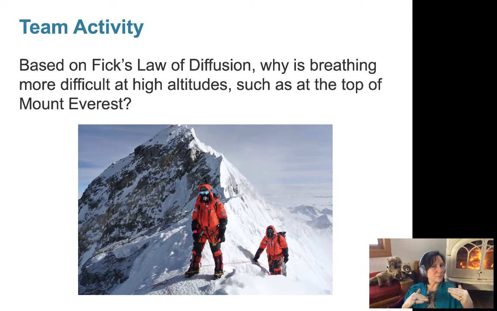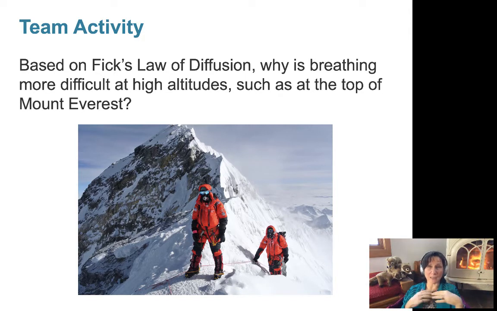Now we haven't actually talked about altitude just yet, but you'll know from having done the reading that partial pressures are lower at high elevation than they are at low elevation. If the partial pressure is lower, then the rate of diffusion is going to be lower as well. So it's going to be harder to get oxygen into your body, and it's going to make you feel out of breath.